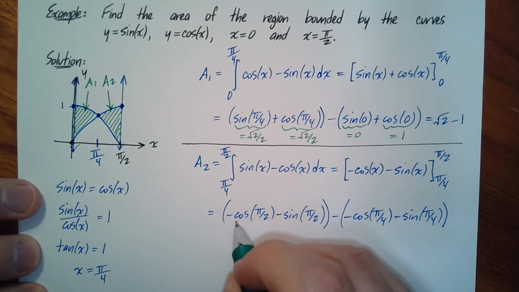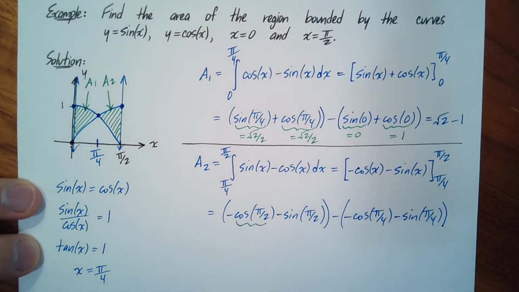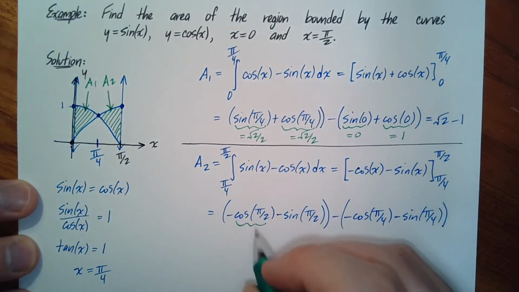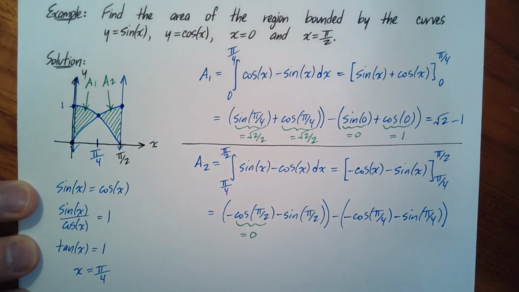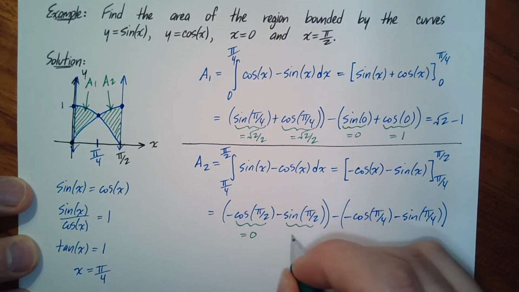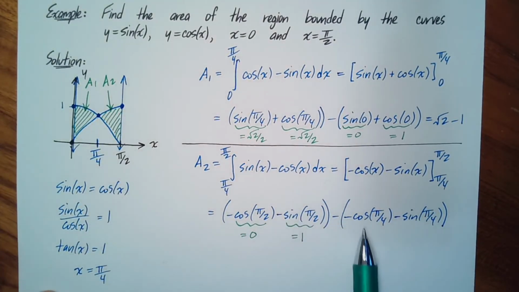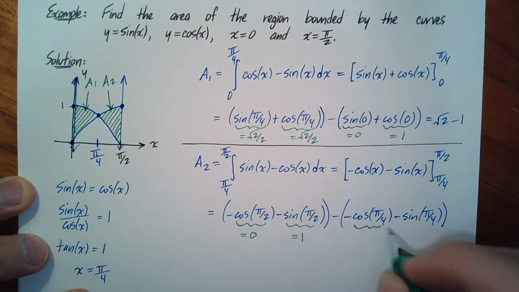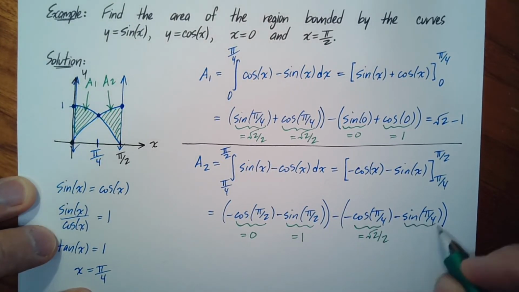Because cosine of pi over 2, well, that's 0. We've got the graph of cosine right here. It's equal to 0. So this is going to be equal to 0. Sine of pi over 2, well, that's where sine hits its peak of positive 1. So this is equal to 1. Cosine of pi over 4 and sine of pi over 4, that's just like we had up here. Those are both equal to the square root of 2 divided by 2. So this is equal to root 2 over 2, and so is this one.